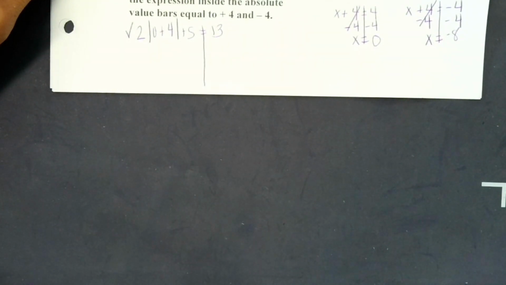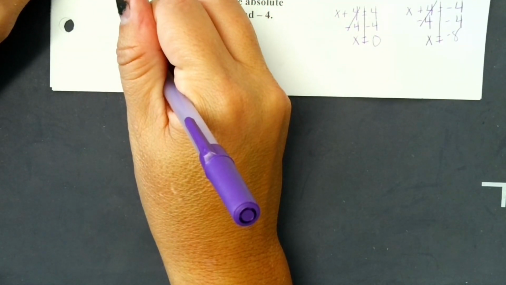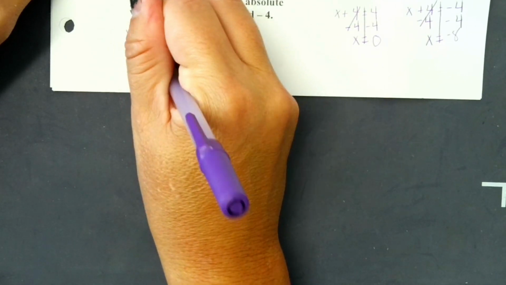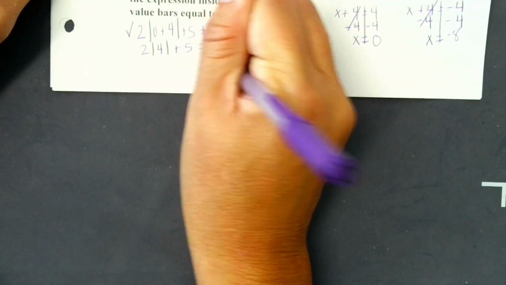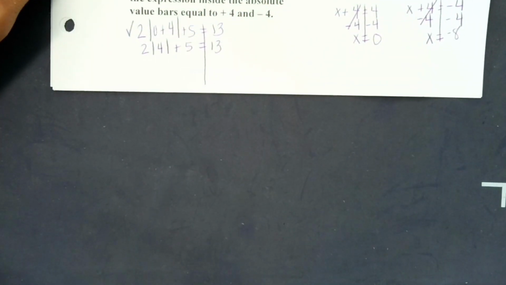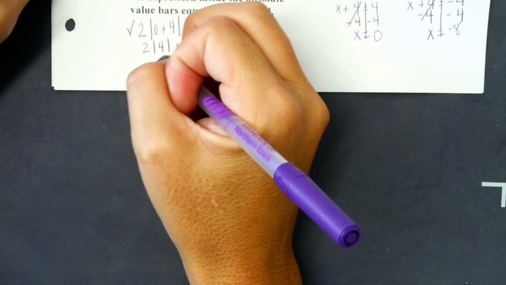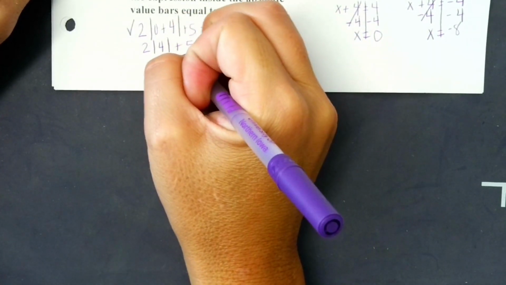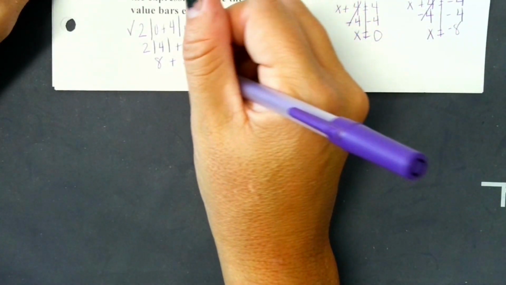So we're going to do what's on the inside of the absolute value. What's 0 plus 4? 4. And what's the absolute value of 4? 4. And 2 times 4 is? 8. And finally, 8 plus 5 is? 13.